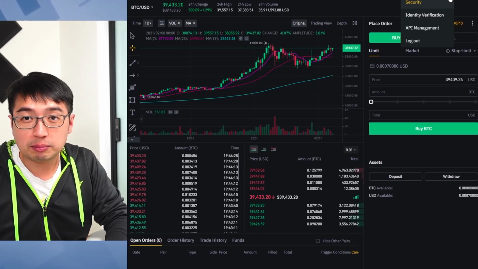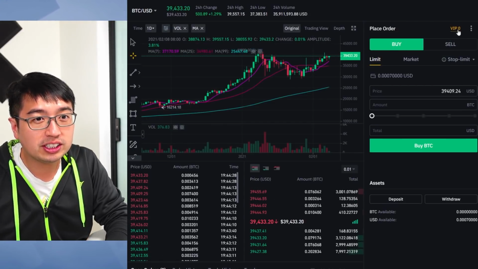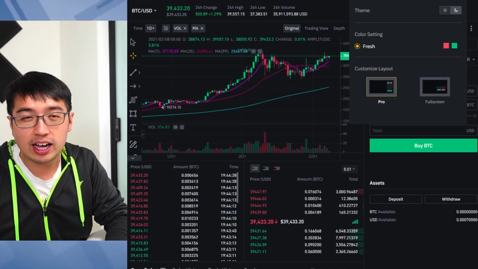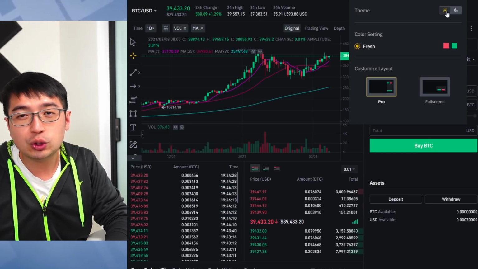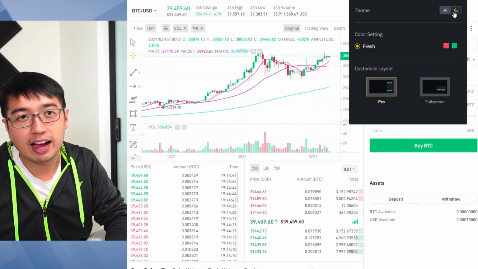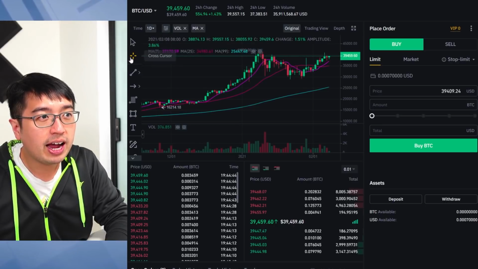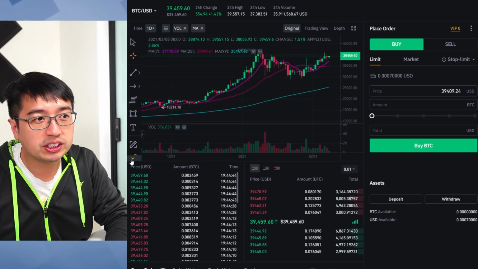Now, I'm sure the text looks really small on your side, and it is. The cool thing about advanced trading, it gives you a lot of tools and features to how it presents the information. You can have your dark mode and light mode. We'll stick with dark mode. And then you have your charting tools here.